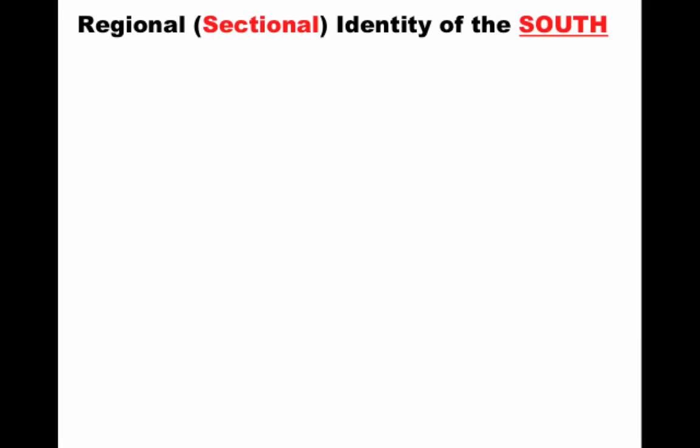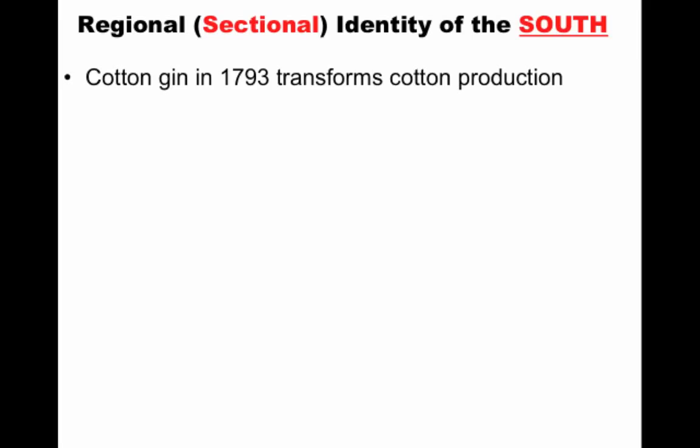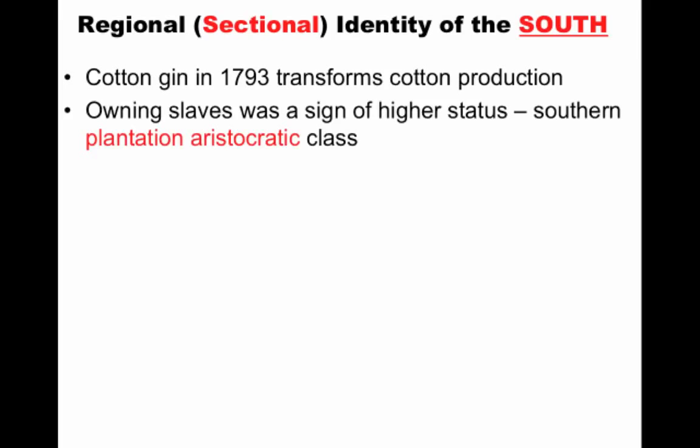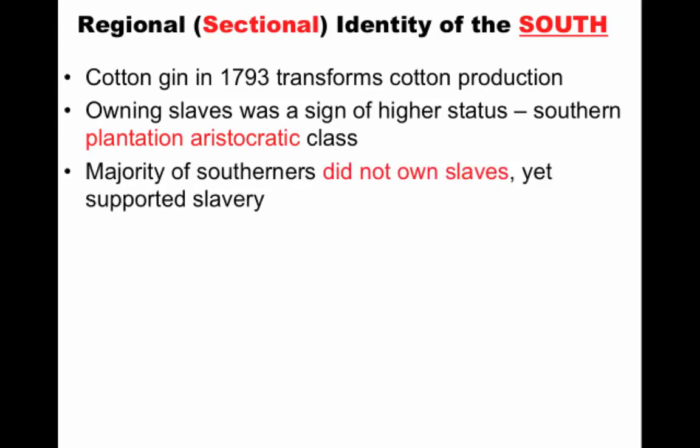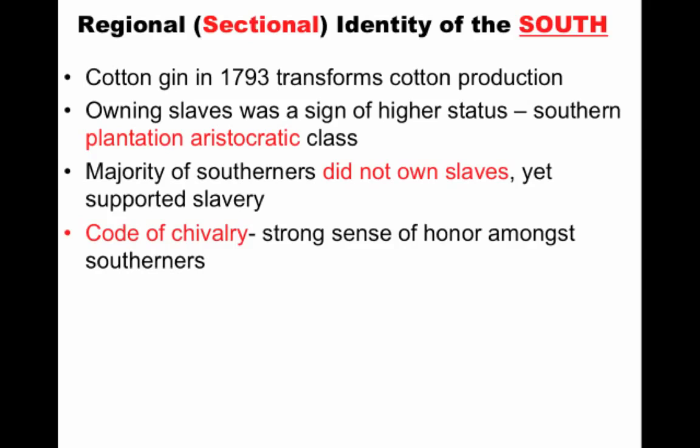Regarding the regional sectional identity of the South, a couple things you should keep in mind. The cotton gin is invented in 1793. It's going to transform cotton production. Slave ownership was a sign of status. And in the South, you have the rise of this aristocratic plantation class. Those people had the wealth. The majority of Southerners did not own slaves, yet supported the institution of slavery. Only about 25% of Southerners actually owned any slaves at all, but there was this hope of one day they themselves would own slaves as well.